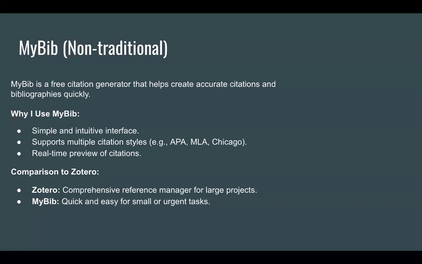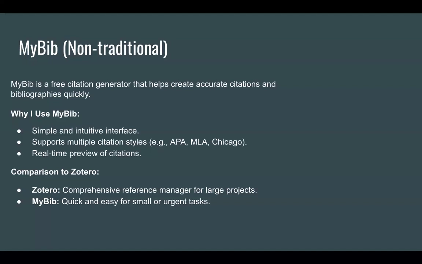It's perfect for projects where you just want to get it done. It's not like a literature review, it's just a little project to cite stuff. Unlike Zotero, which is a comprehensive reference manager, MyBib is for small tasks. It's just for citing. Zotero is like a research assistant, but MyBib is just for quick tasks. The features include support for multiple citation styles, real-time previews, and a streamlined interface.